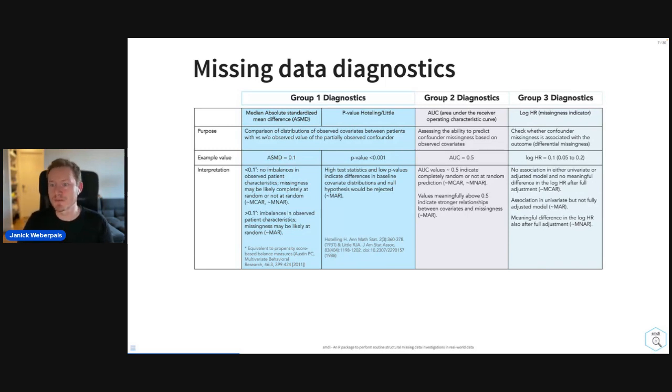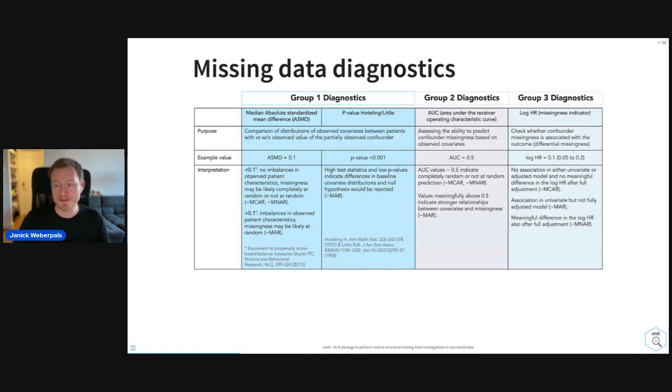And then lastly, group 3 diagnostics checks whether confounder missingness is associated with the outcome. So do we have differential missingness between the two groups? We thought that if there's no association in a univariate or in an adjusted model, we will probably not see meaningful differences in the estimate that we get even after full adjustment, and that would mean that we likely see a missing completely at random mechanism.